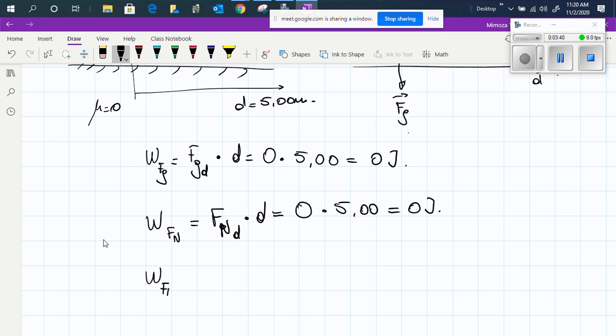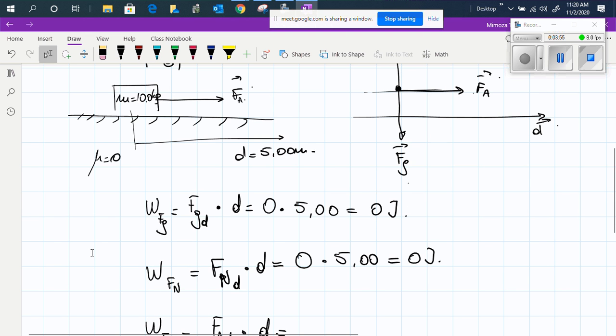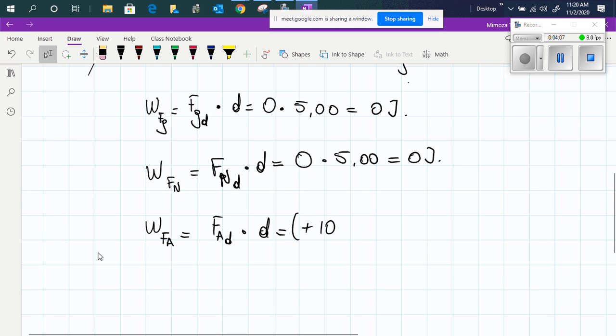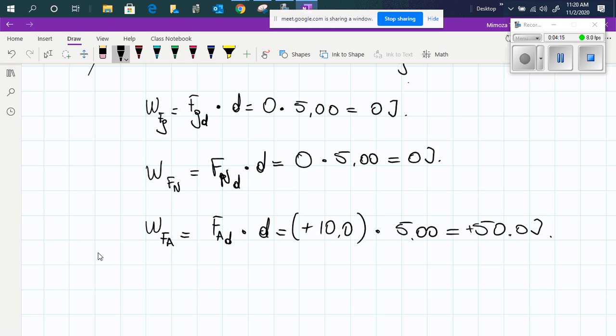However, the work done by the force applied will be the component of the force applied along the displacement times the displacement. Since they are in the same direction, the component of this force is whatever it is. So let's say that it is 10 newtons, and then we will have positive 10 newtons times 5 meters equals positive 50 joules. So this is the work done on the object by this force.